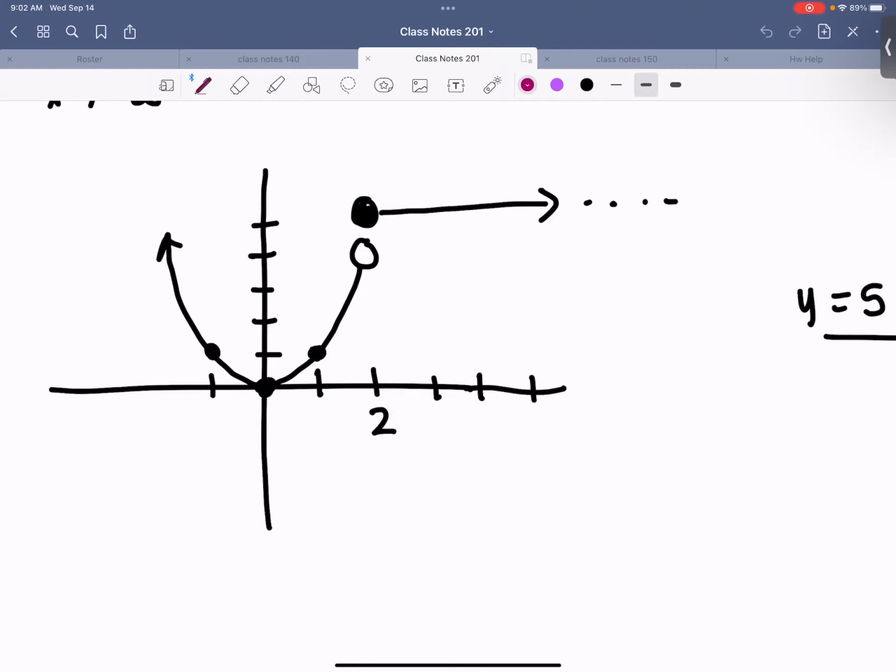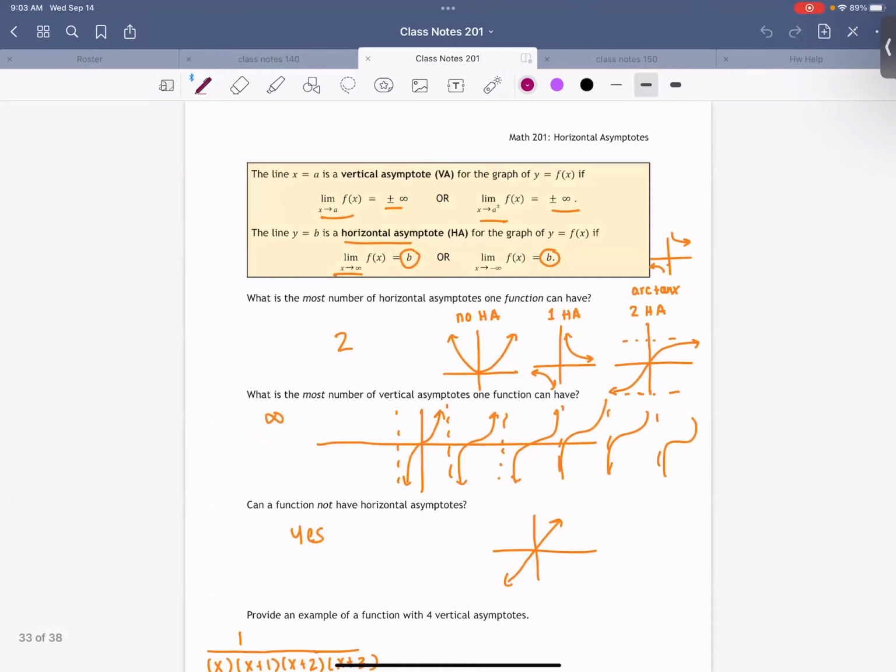So I did some digging online and yes, a function can touch its horizontal asymptote. Even if it's a straight line, the constant function, it still has a horizontal asymptote because it has asymptotic behavior, long-term behavior. So I know it sounds a little bit weird that a function can touch its horizontal asymptote, but that's the calculus definition of an asymptote. Okay, so I know it sounds a little weird, but that's how we're going to define it for this class.